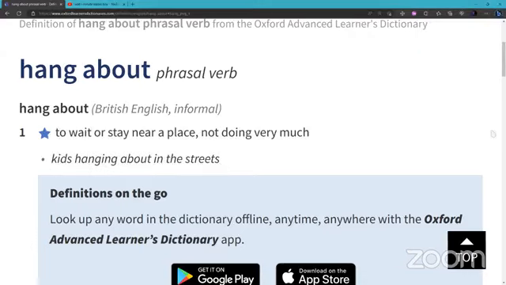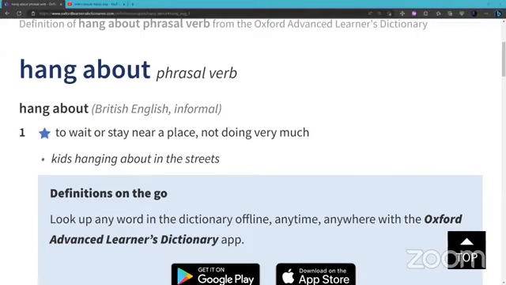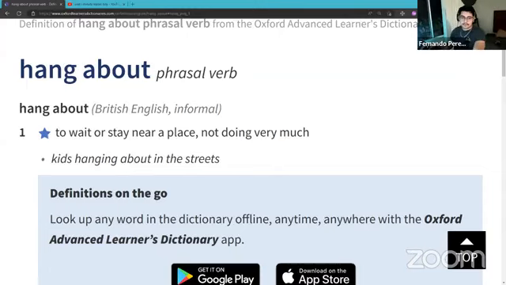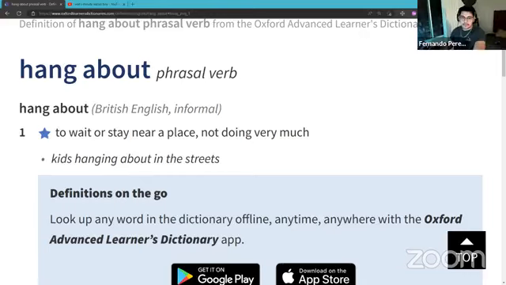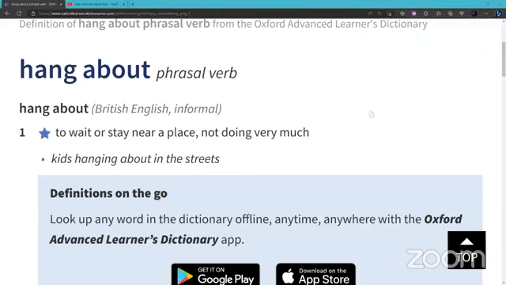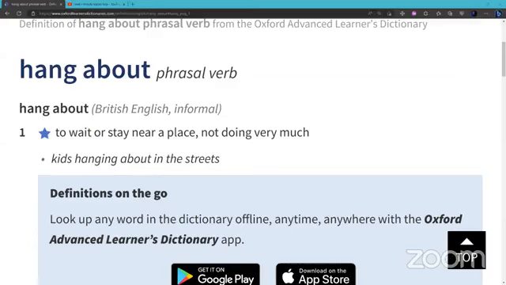I'm not sure about this one, because I think that we need the two parts of this definition, no? I mean, to wait and also doing not very much. Exactly. Yeah. That's precisely the thing. Yes. Well, maybe I can say kids.